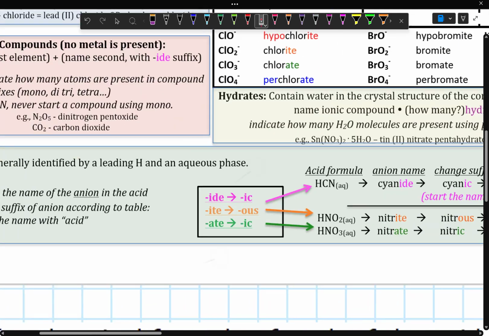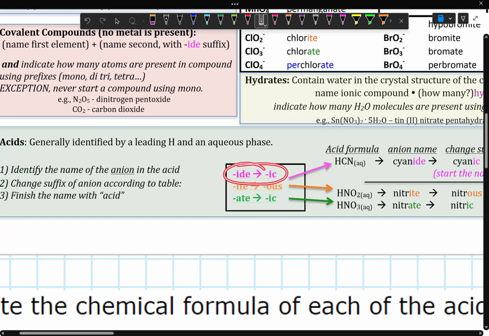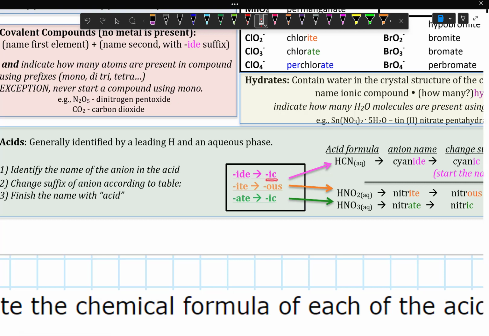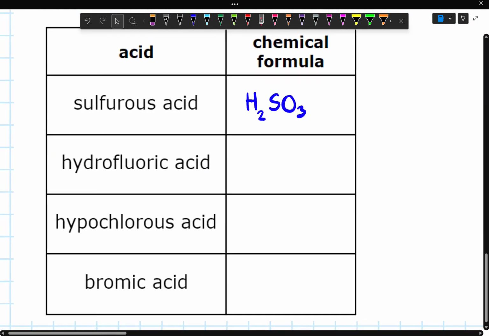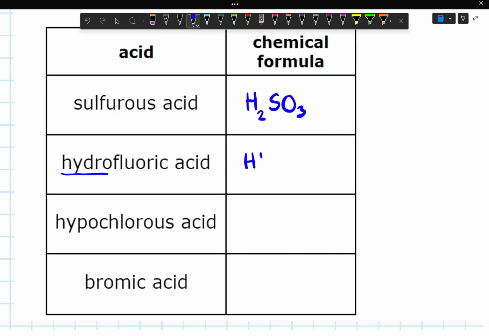So we're dealing with this now. So IDE, fluoride, translates to IC. So we're just dealing with a singular F atom right now. So hydro, just put our H down, and an F. And that's it. There's no oxygen atoms. This F is our fluoride. And that's all there is to it.